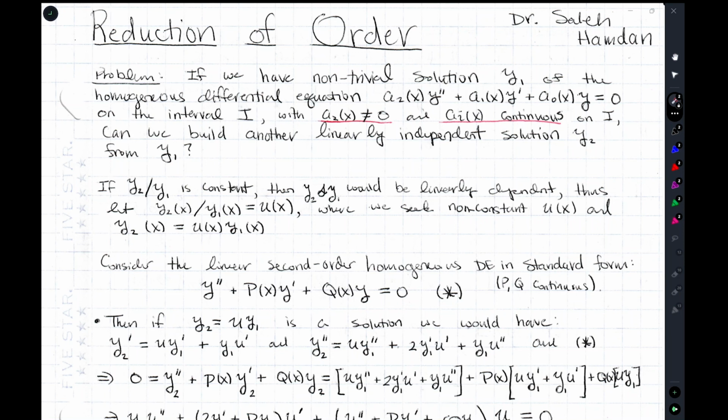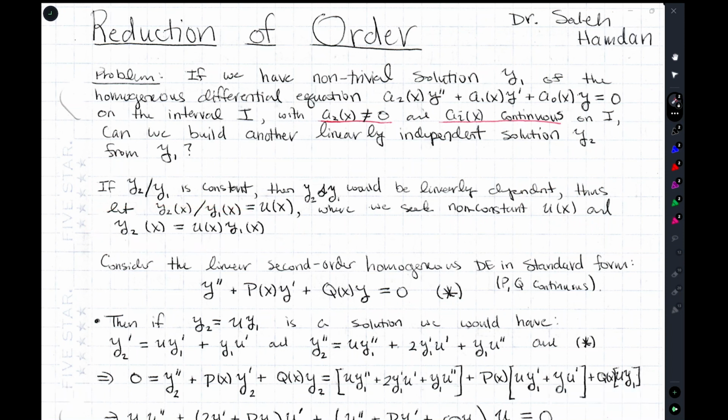So to discuss linear independence just a tiny bit, if the ratio y2 over y1 is constant, then we know that y2 and y1 would be linearly dependent. Of course, we could use the Wronskian, but we've studied this and we know that if this ratio is constant, in other words, one is a constant multiple of another, then they're linearly dependent. So we're going to take this ratio and set it equal to this function u of x, where we're seeking this function u of x, which isn't constant. That's where we start off. We start off with this basic form.